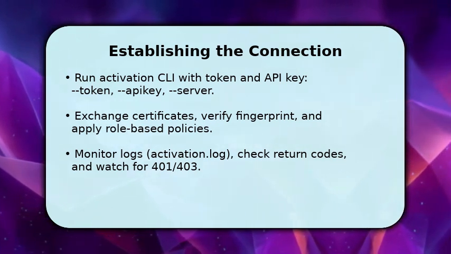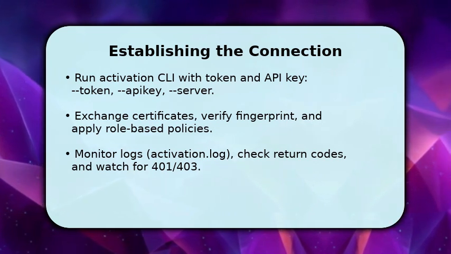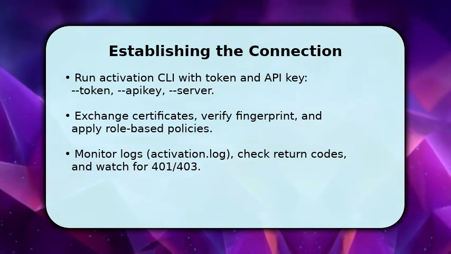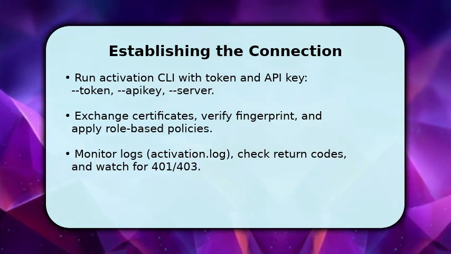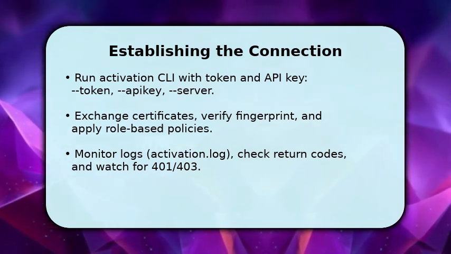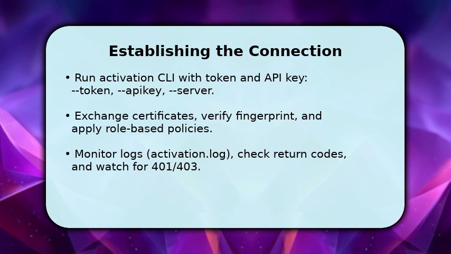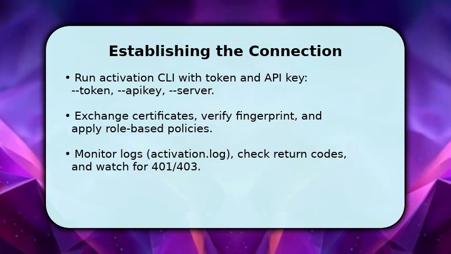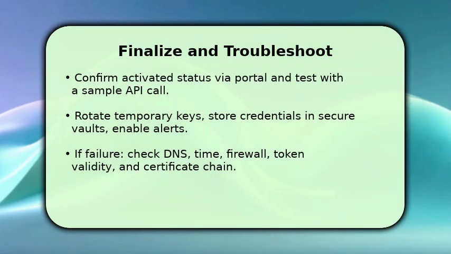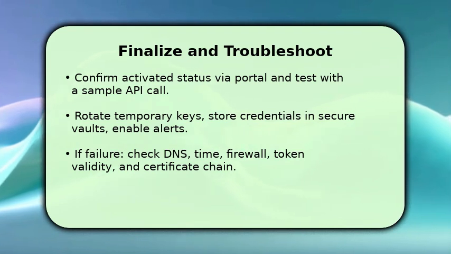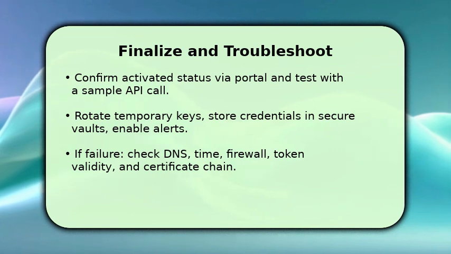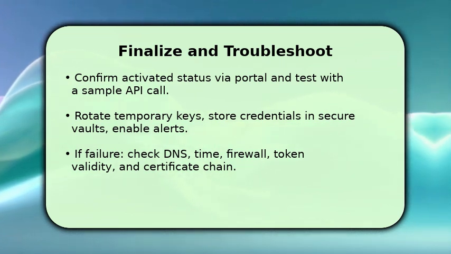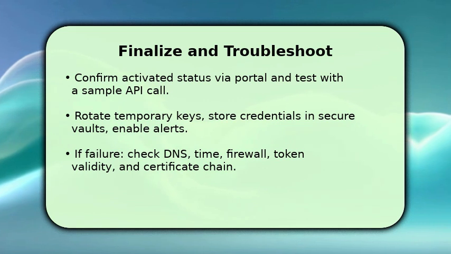Make sure to tail activation log in real time and review exit codes. If a step fails, the logs will show whether it's a permission problem or network rejection, guiding your next action. Once activation completes, you verify success in the admin portal and perform a test API call to confirm authentication and permissions behave as expected. Immediately rotate any temporary keys and store long-lived credentials in a secure vault.